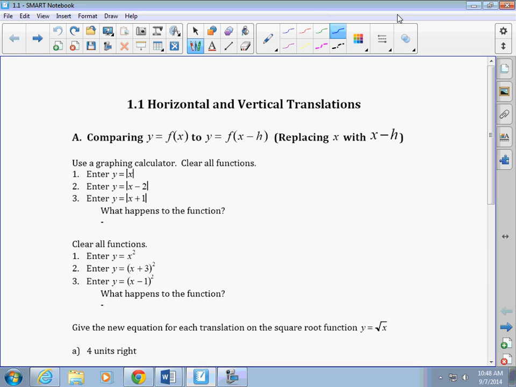Section 1.1 is horizontal and vertical translations. What we're going to start with is nothing overly new to what you've done before. It's just a bit of a review of what that HK, or in the case of Pre-Calc 20, the PQ function did when we were applying it to different equations and functions. So we're just going to go through a few examples here.